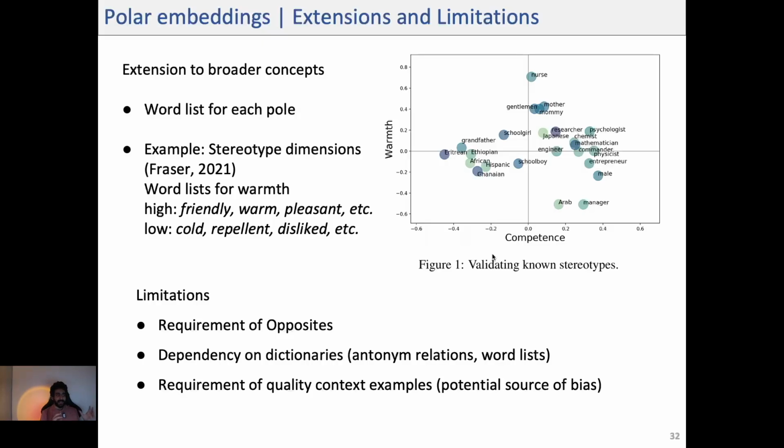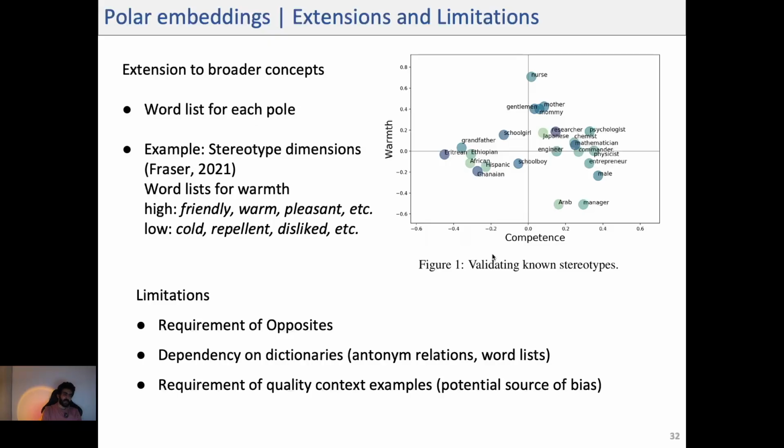The y-axis is warmth, while the x-axis is competence. We're visualizing different groups or occupations in this space. For instance, nurses appear as high in warmth, but moderate in competence. Managers are seen as competent, but low in warmth. And take a look at schoolboys, schoolgirls, or grandfathers and how they land differently across these two axes. So this helps validate known stereotypes or challenge them using embeddings.